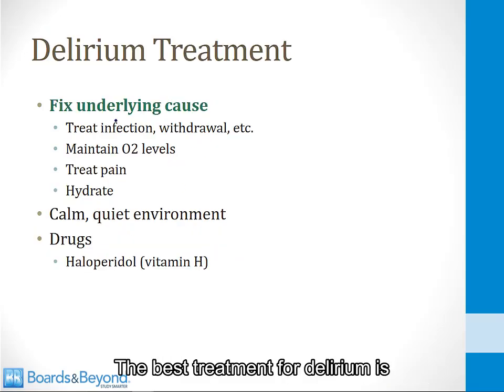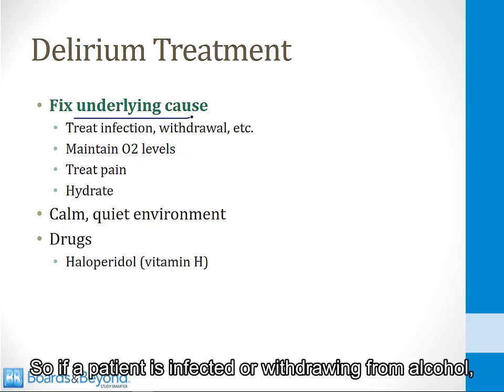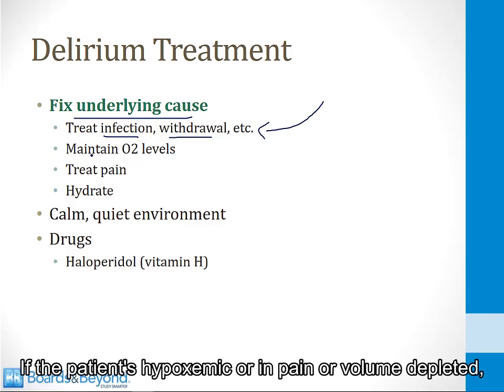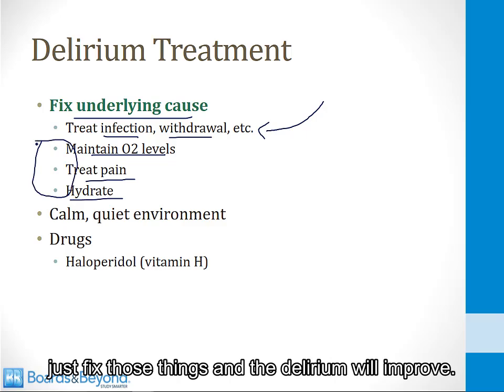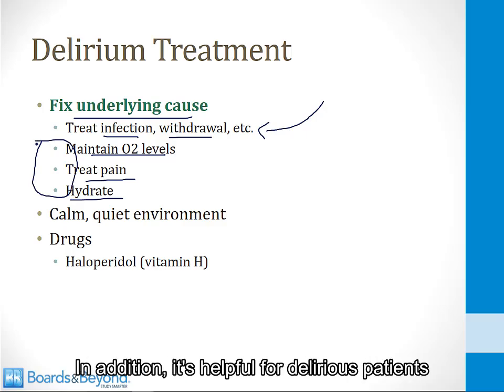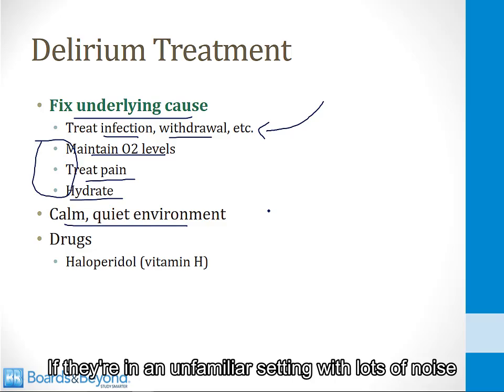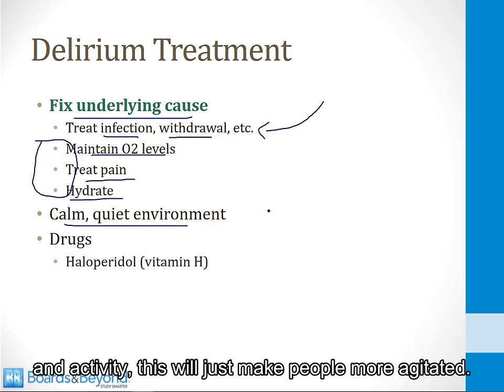The best treatment for delirium is to fix the underlying cause. So if a patient is infected or withdrawing from alcohol, if you can make those things go away, the delirium will get better. If the patient's hypoxemic or in pain or volume depleted, just fix those things and the delirium will improve. In addition, it's helpful for delirious patients to put them in a calm, quiet environment. If they're in an unfamiliar setting with lots of noise and activity, this will just make people more agitated.